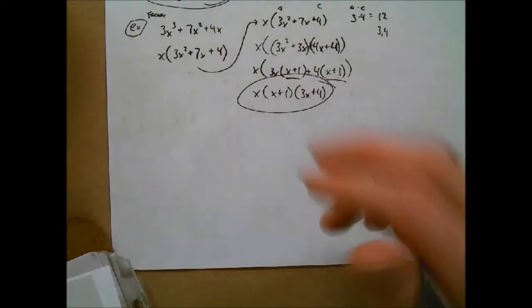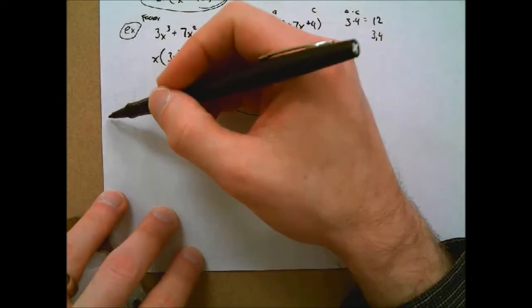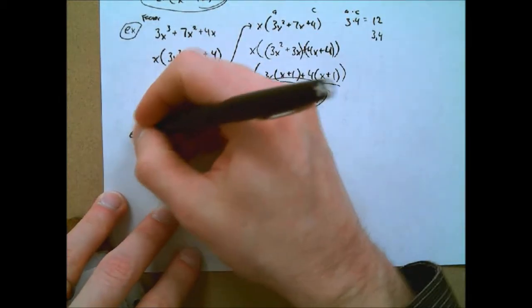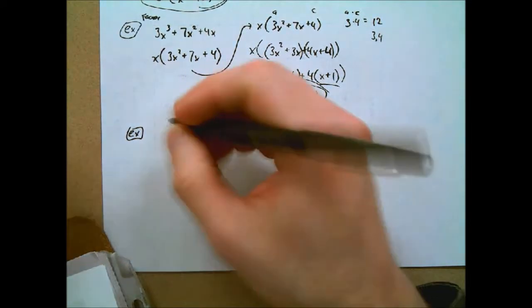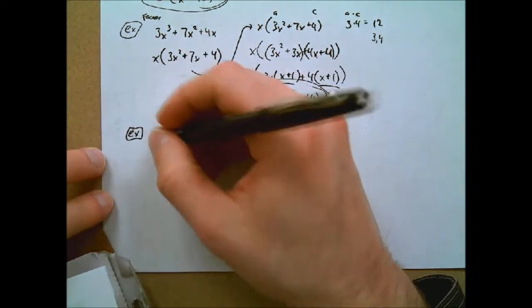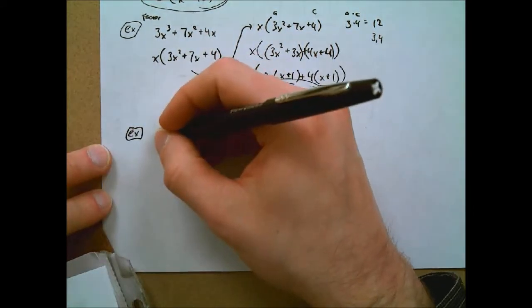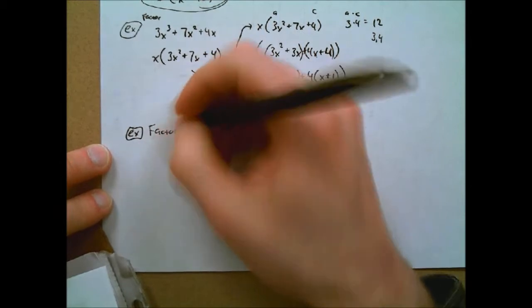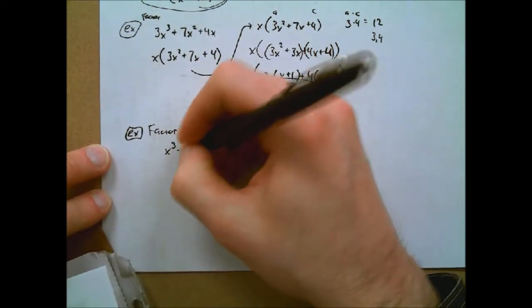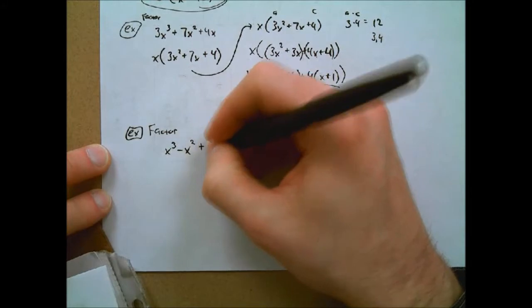I'm going to throw one more strategy at you here, and I think you've seen this one before, so we'll see. All right, I'm going to write this one out. Again, factor. X cubed minus x squared plus x minus 1.